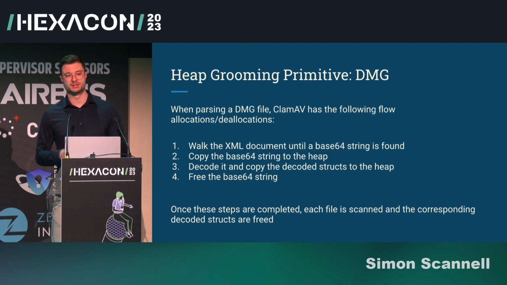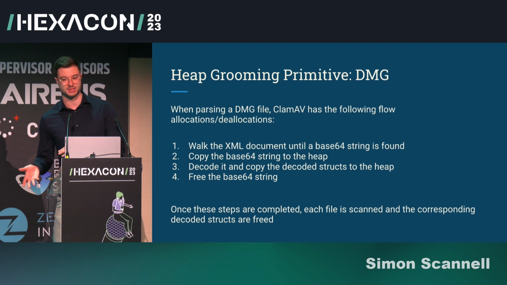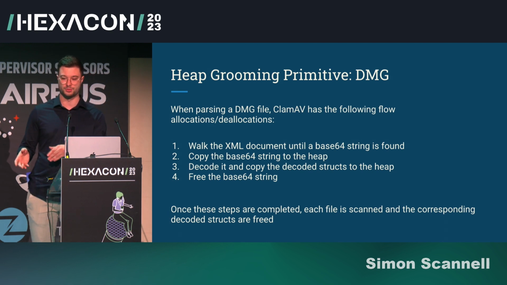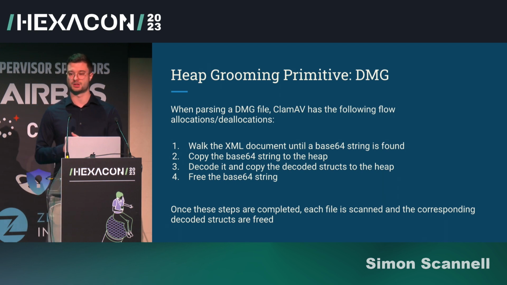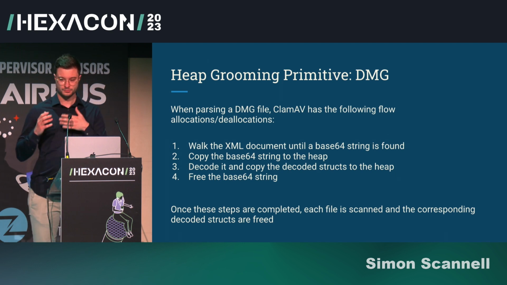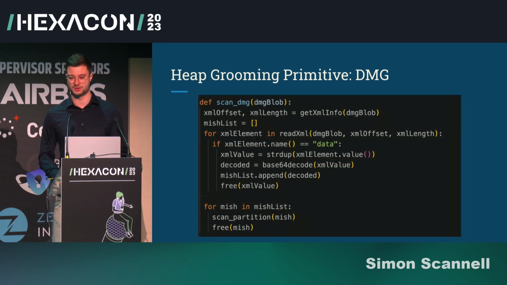When parsing a DMG file, ClamAV has the following flow of allocations and deallocations. It will walk the XML document until a base64 string is found, and then it copies this base64 string to the heap, decodes it and copies the decoded struct to the heap, and then frees the base64 string again. Once the entire XML document has been walked, each file is then scanned, and then the corresponding decoded struct is freed.